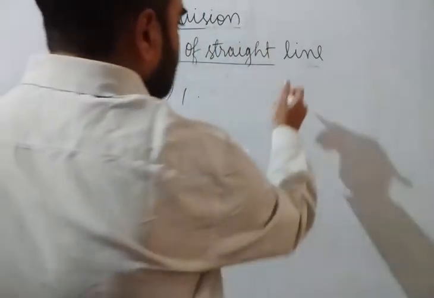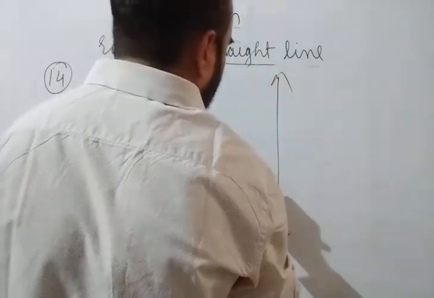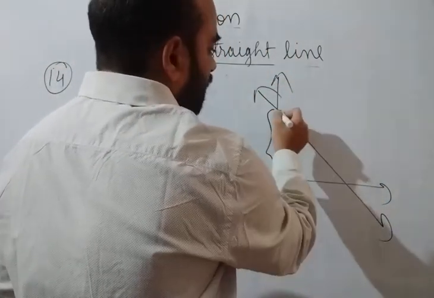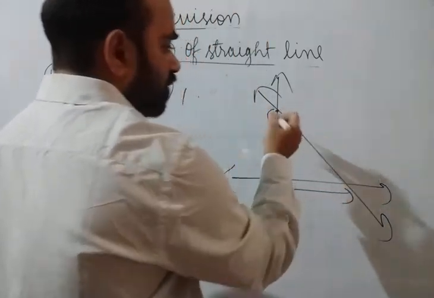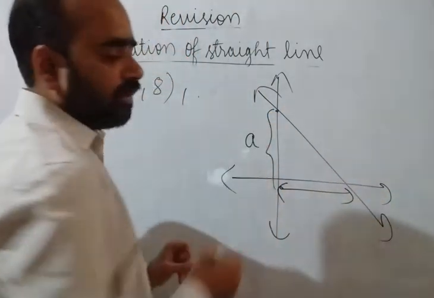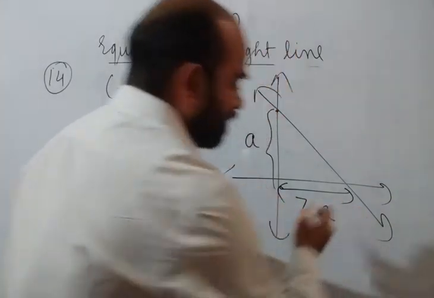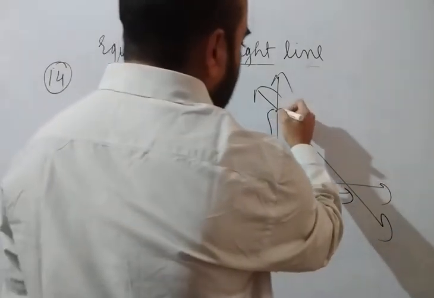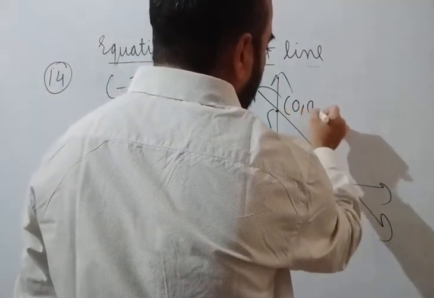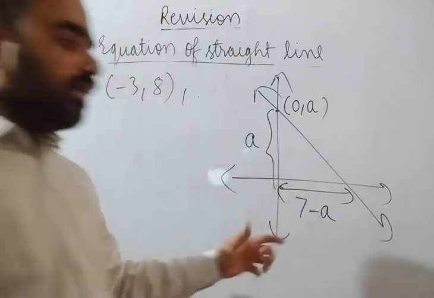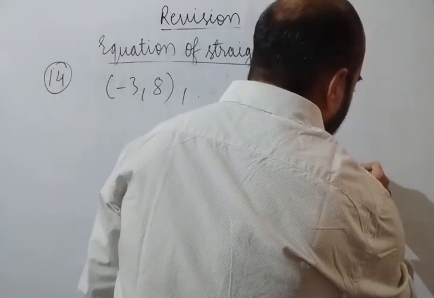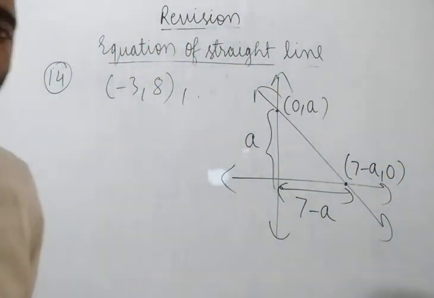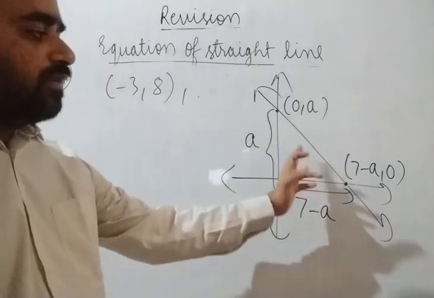See, intercept means, suppose this is the y-intercept and this is the x-intercept. The sum is 7. Suppose the y-intercept I have taken is a. Then the x-intercept will be 7 minus a, since the sum is 7. Correct? Now, if the y-intercept is a, what is the corresponding point on the y-axis? (0, a). If the x-intercept is 7 minus a, what is the corresponding point on the x-axis? (7 minus a, 0). Clear?